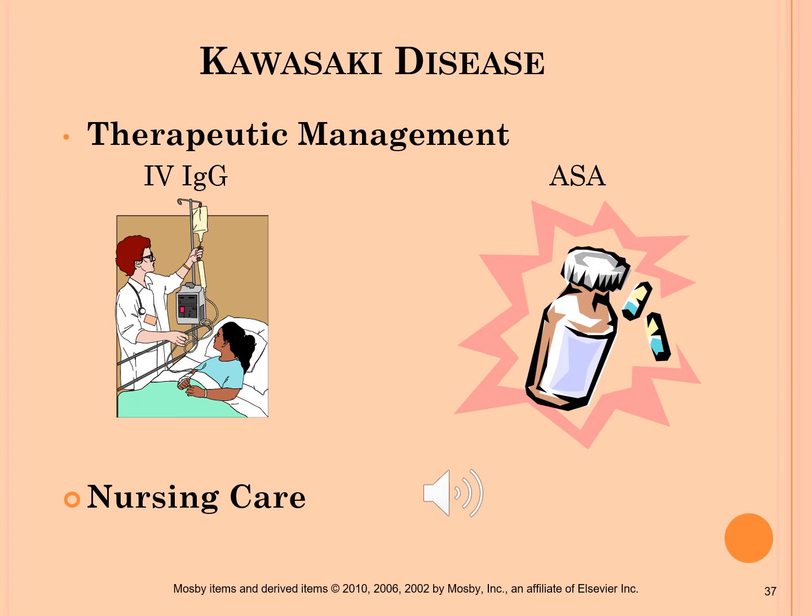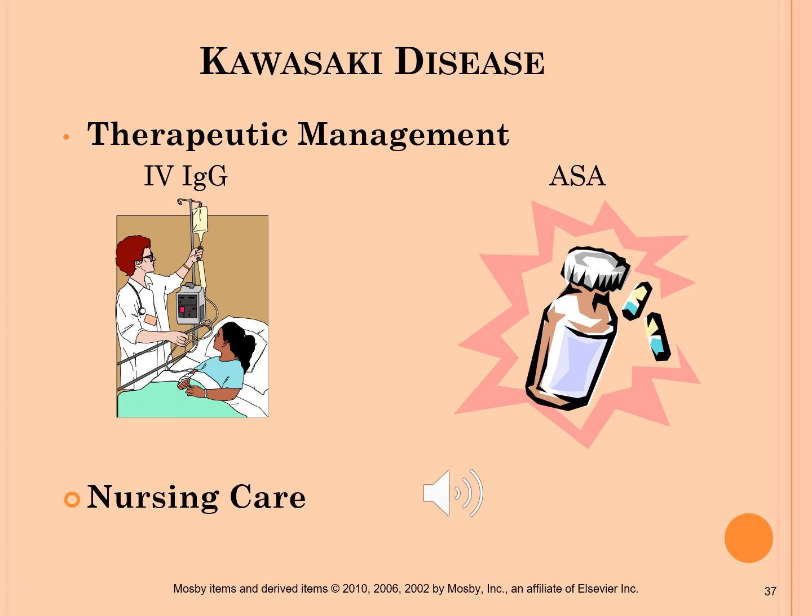So we give the aspirin. Initially, it's for the anti-inflammatory properties. So again, think about all that vasculitis that's occurring. We give them aspirin. That's going to help with that inflammation, help reduce some of that risk with the coronary artery abnormalities. Initially, it is a high dose that we give them.